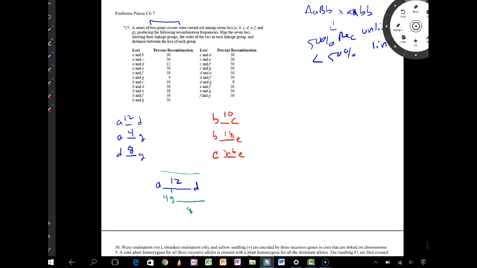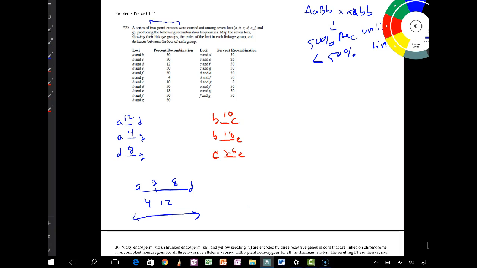I'll rewrite this one a little bit and get rid of some of those scribbles. So we can have our map here. A and D are 12, G in the middle is 4, and D and G are 8. Again, we don't know the direction. This way we know it's AGD, but it could be DGA, and we can't tell the difference at that point. These genes are not linked to the other ones.